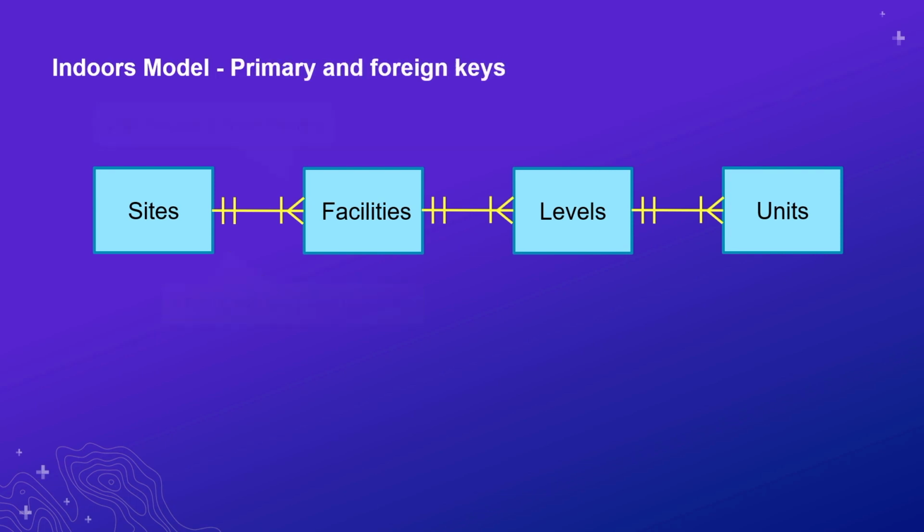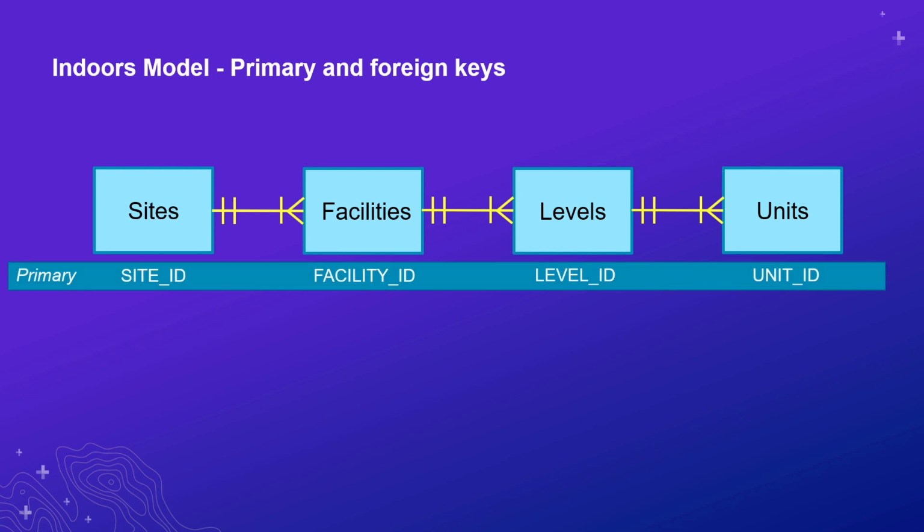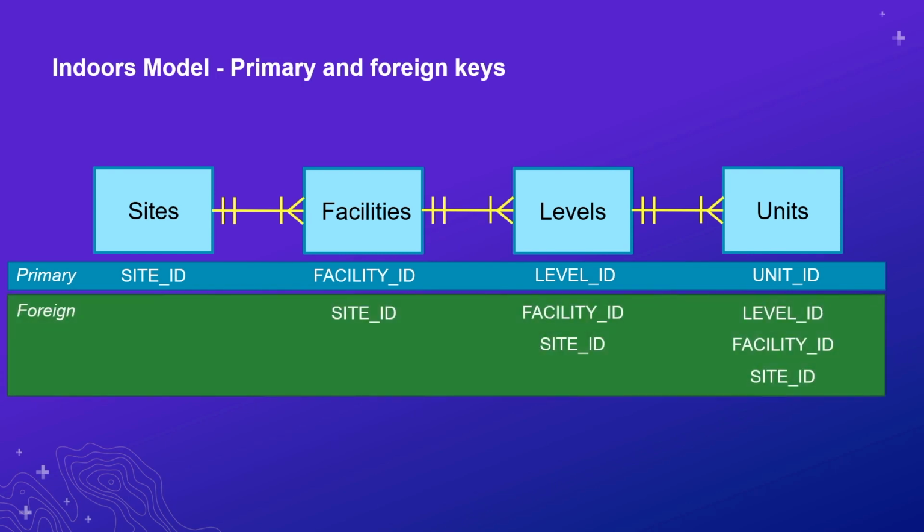These relationships are maintained through the use of ID attribute fields that serve as primary and foreign keys. The primary key for each feature class is named after that feature class: Site ID for sites, Facility ID for facilities, and so on. Each feature class also contains foreign keys for the feature classes that are above it in the hierarchy, so that the Facilities feature class also has a Site ID field. The Levels feature class has Facility ID and Site ID fields, and so on.